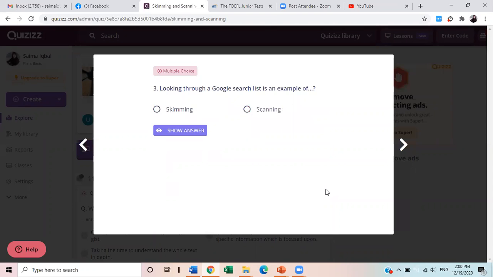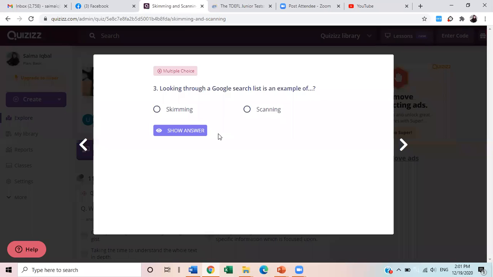Now, this is very interesting. You must be thinking that this quiz will be about only this information. No, this is the test of your knowledge as well as intelligence. Looking through a Google search list is an example of skimming or scanning. You write keywords on the Google search bar about coronavirus, whatever. So what is it called? Is it skimming or scanning?